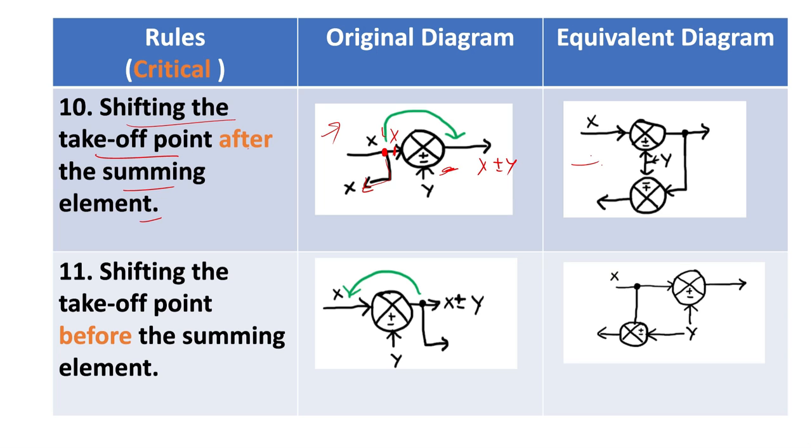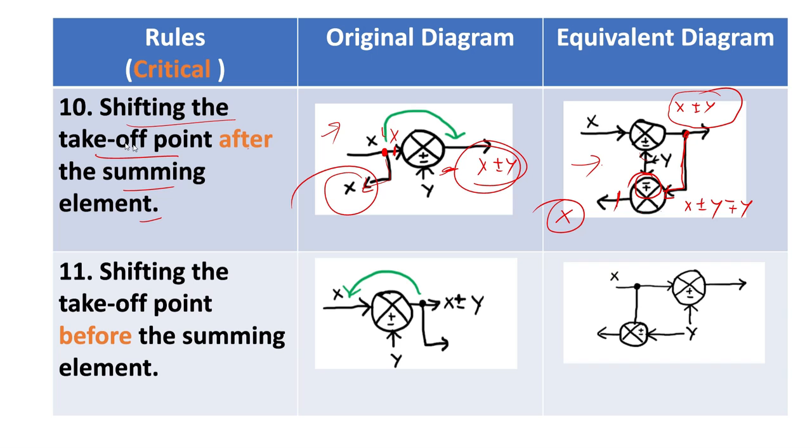Now in this figure, you have two summing elements. So here the output is what? X plus minus Y, and this acts as an input in this case. So here it is X plus minus Y, and then you have here minus plus Y. So after this summing element you get the output as X, and here the output is X plus Y. You can see that this is the same as this.